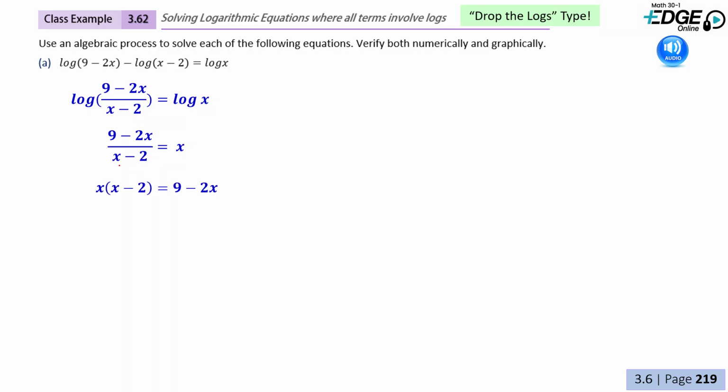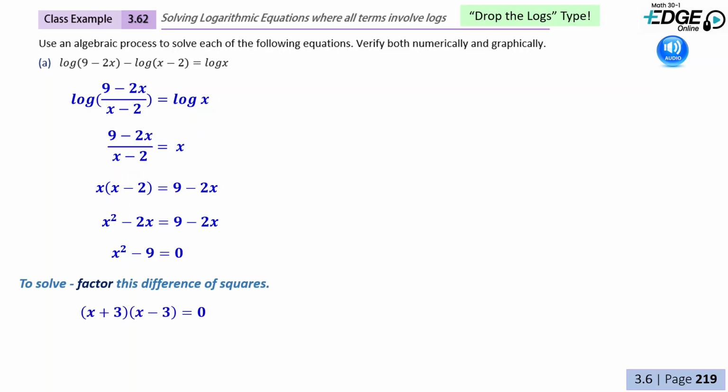If we multiply both sides by x minus 2, then we'll end up with this equation. Now distribute the x into the brackets. Get everything over to one side and set it equal to 0. Now we can see that this is a difference of squares, a perfect square and we're subtracting. So we can factor that as x plus 3 times x minus 3. So our potential solutions here are x is equal to negative 3 and x is equal to 3.